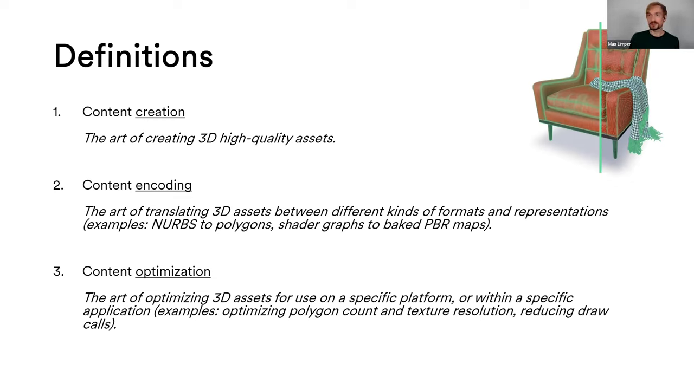And finally, content optimization is something that I would see even separate from that, being the art of optimizing 3D assets for use on a specific platform or within a specific application. And this can mean that, for example, you have a GLTF that's, I don't know, 50 megabytes large, and you want to have a 1 megabyte version that looks the same, has all the interior parts removed, and can be efficiently rendered on a certain mobile device and efficiently loaded under certain network conditions within 2 seconds. So optimizing content is quite different from just finding the right encoding or translating between encodings, and again a different problem from creating high quality 3D content as base assets, master assets, however you call them, in the first place.